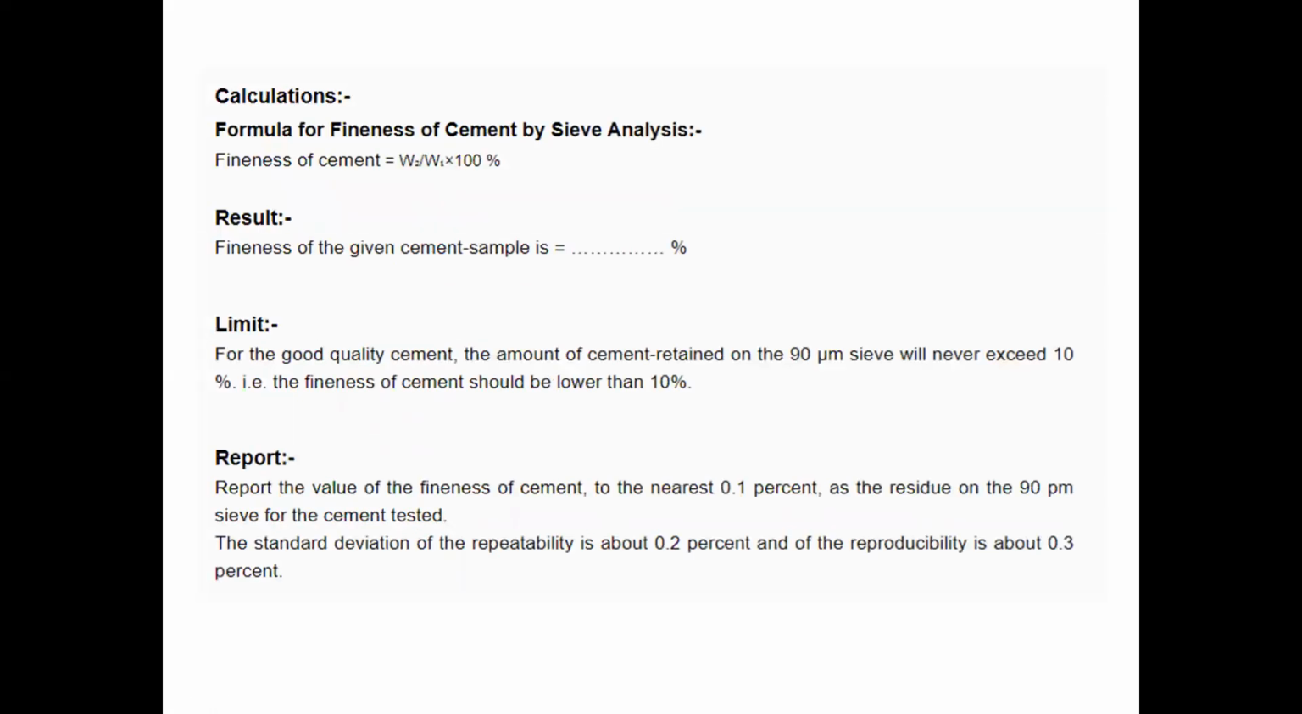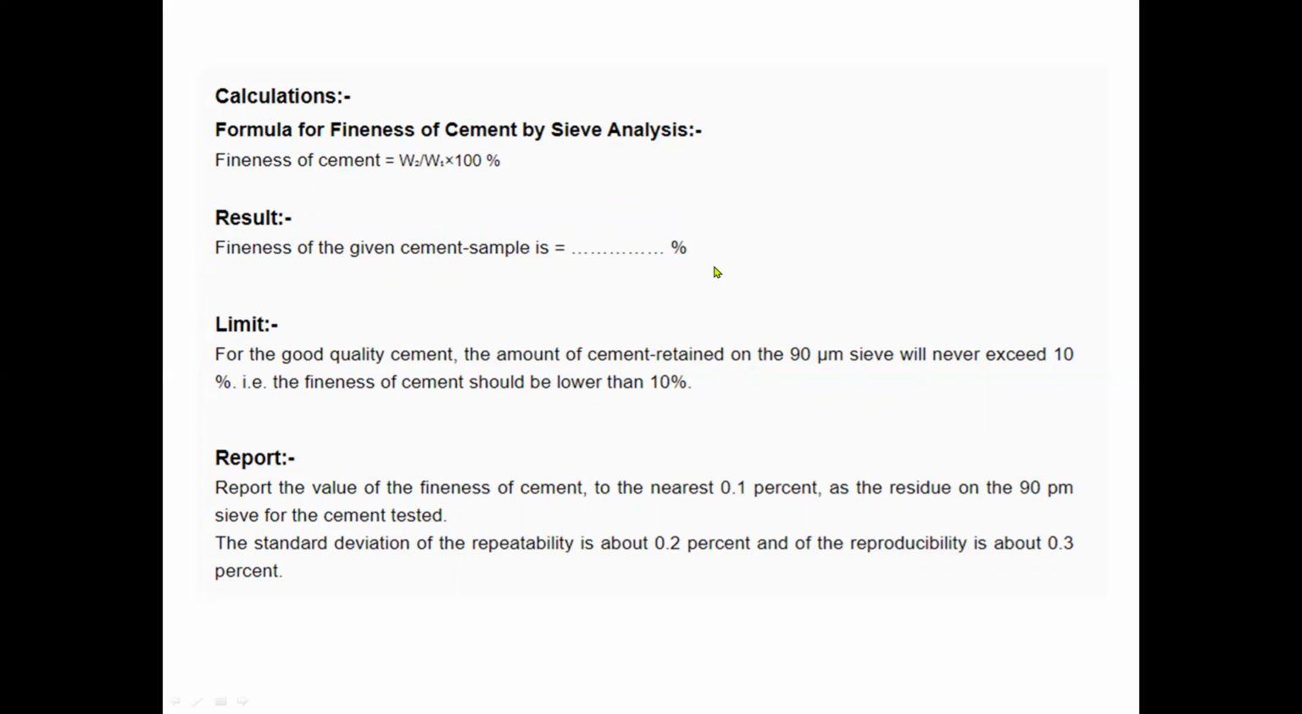For the calculations, this is now the formula for fineness of cement by sieve analysis. We have W sub 2 divided by W sub 1 to be multiplied by 100%. And for the result, we will be having now the fineness of the given cement sample in terms of percent. In terms of limit, for the good quality cement, the amount of cement retained on the 90 micrometer sieve will never exceed 10%. The fineness of cement should be lower than 10%. And that is actually the standard.